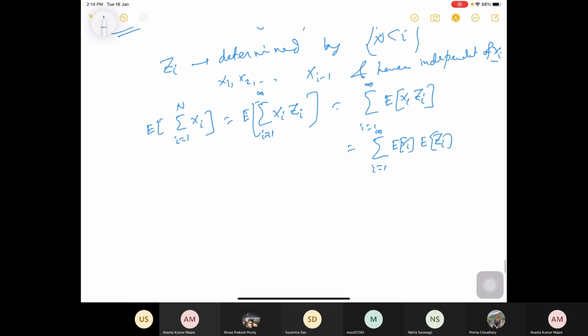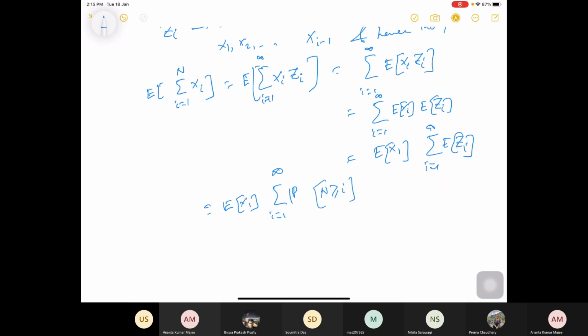Now the expectation of Xi, they are identically distributed, so I can write this as the expectation of X1 times the summation over i equal to 1 to infinity of the expectation of Zi. And the expectation of Zi is the same as the probability that N is greater or equal to i, is it not? Whenever N is greater or equal to i that is 1, otherwise 0, so the expectation of Zi is nothing but the probability of N greater or equal to i. N is the stopping time, so it takes values 0, 1, 2, 3, and so on. So the sum is nothing but the expectation of N. So this is the same as the expectation of X1 times the expectation of N.